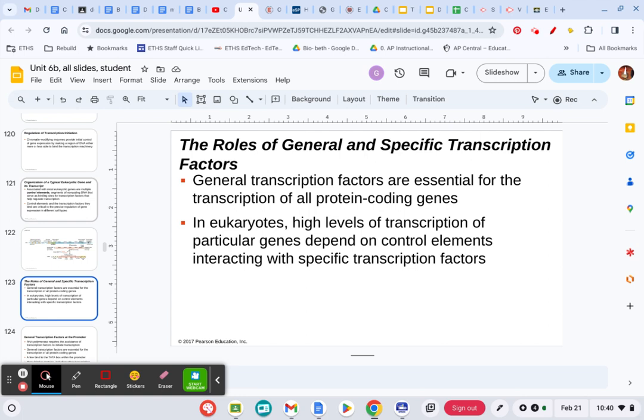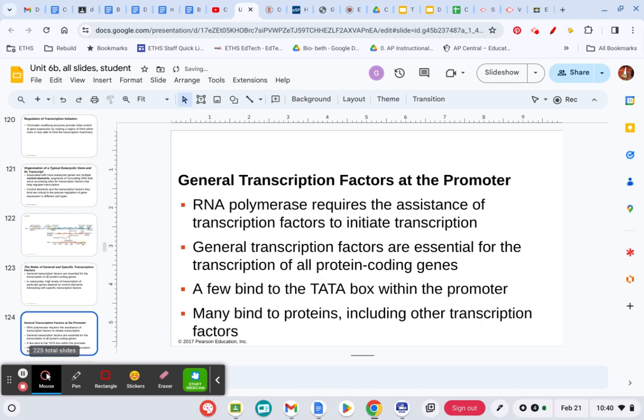General transcription factors are essential for transcription of all protein coding genes. And then also in eukaryotes, there are some transcription factors that are associated just with particular genes to help turn them on and control whether or not they get made. Let me see what's next here. All right.